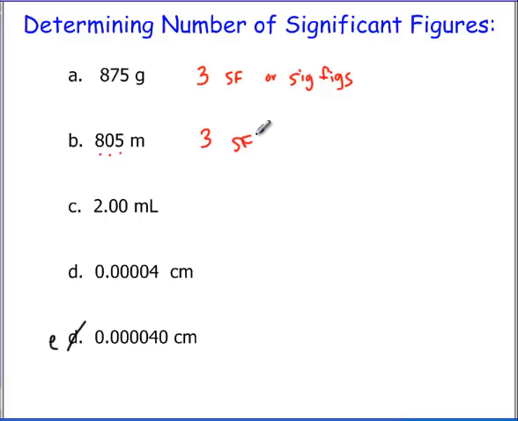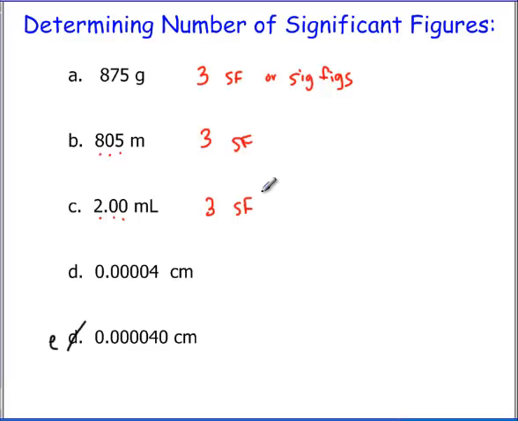Letter C, 2.00 milliliters. As you can see from the rules, any zero that comes after a non-zero number and after a decimal is significant. So the 2 is significant as well as these two zeros. So there are also 3 significant figures in this measurement.